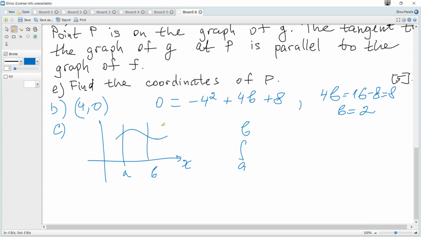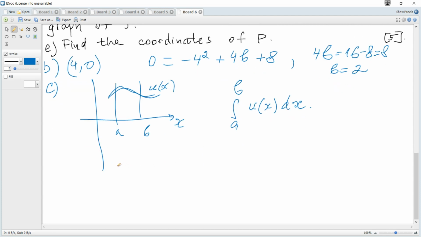of some function u of x dx, provided that the curve is above the x-axis, because if the curve is below the x-axis, you get a negative integral, but by absolute value it will be equal to the area.